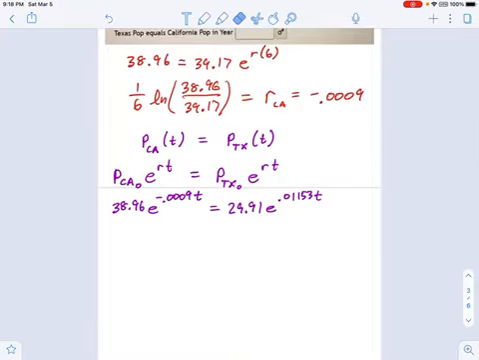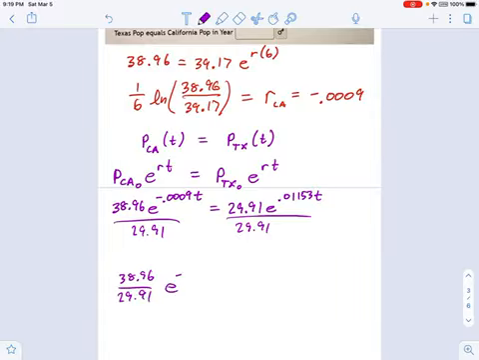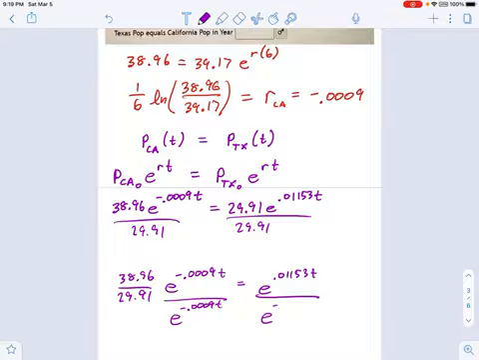So it might look a little complicated at first, but it's really not once you start simplifying some things. Look at what I'm going to do. I'm going to divide each side by 29.91. Okay? That gives us this, 38.96 divided by 29.91, e to the negative 0.0009 t equals, all that's left on the right is e to the 0.01153 t. And now I'm going to divide each side, hold on, by this thing, e to the negative 0.0009 t.